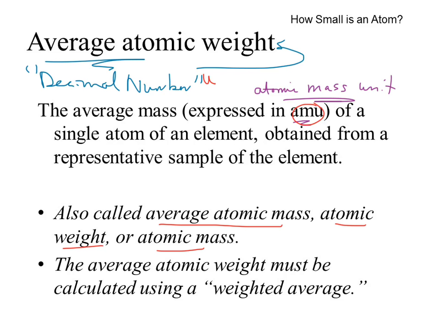If you look at carbon, carbon's decimal number is 12.01. Hydrogen's decimal number is 1.008. What does that mean? It means that a carbon atom weighs 12.01 AMUs. It means a hydrogen atom weighs, on average, 1.008 AMUs. Do you need to memorize those? No. But we do a lot of calculations with carbon and hydrogen, so you might eventually. The decimal number is how much it weighs in AMUs.